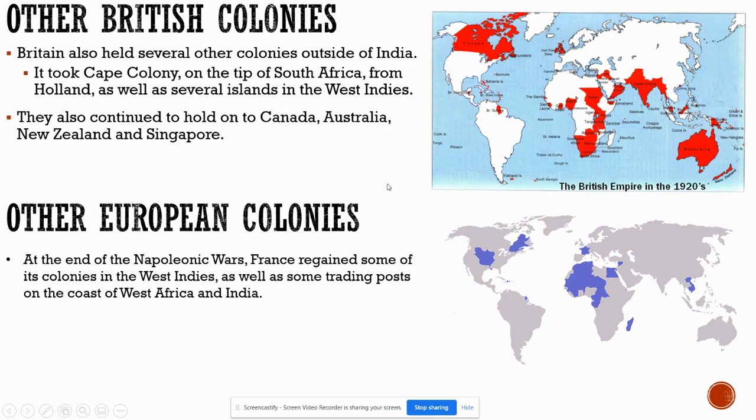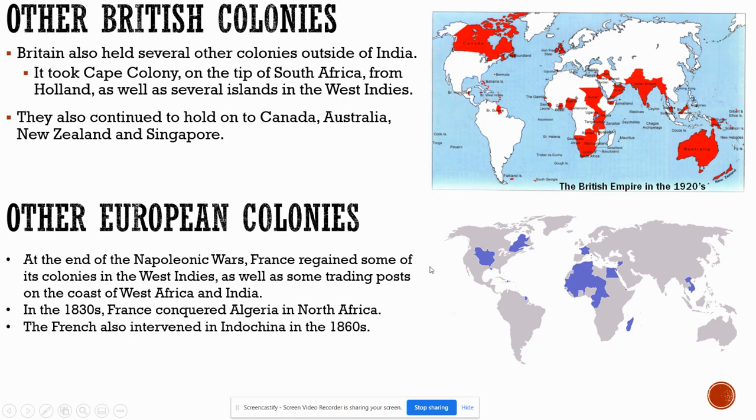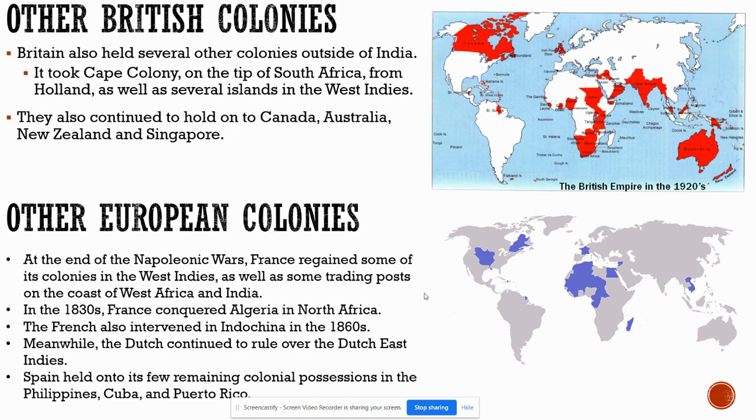Other European colonies: at the end of the Napoleonic Wars, France regained some of its colonies in the West Indies, as well as some of the trading posts in West Africa and in India. So in the blue areas here. Originally, again, they had owned Louisiana, but they sold that to the Americans. In the 1830s, France acquired Algeria here in North Africa, and the French also intervened in Indochina, which becomes Vietnam, in the 1860s. Meanwhile, the Dutch continued to rule over the Dutch East Indies.